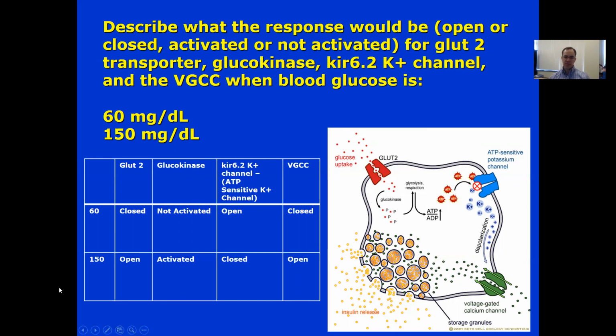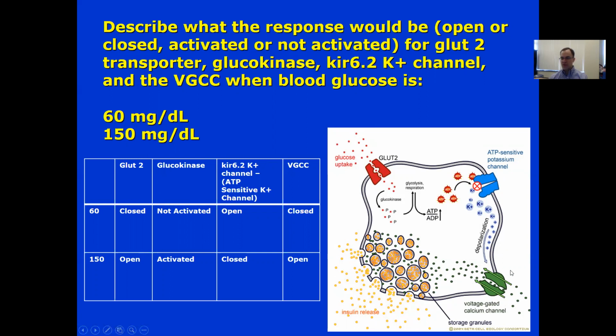Now, in contrast, what happens after a meal when your blood sugar rises, let's say, to 150 milligrams per deciliter? Well, that's going to cause the GLUT2 to be activated. They're going to open up, allowing glucose to enter the cell. The glucose is going to undergo glycolysis, forming more ATP. And as a result, with the increase in ATP, that's going to close these ATP-sensitive potassium channels. With the rise in potassium, the positive charge inside the beta cell is going to cause depolarization, going from a minus 60 millivolts to a minus 40 millivolts.